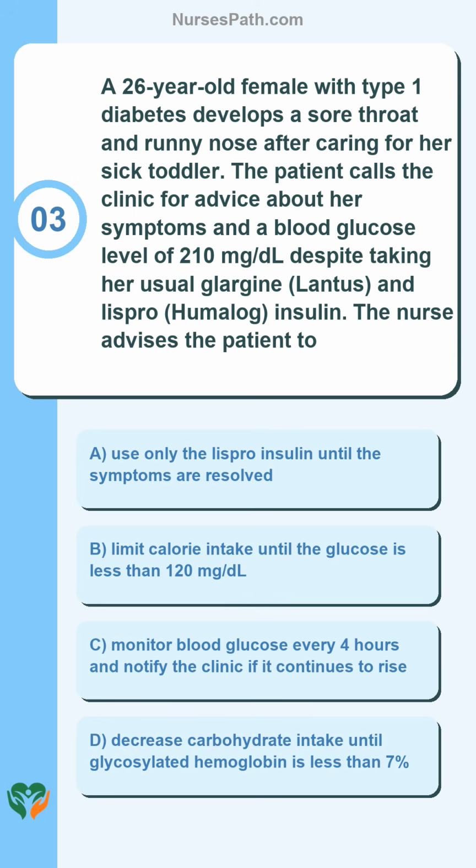B. Limit calorie intake until the glucose is less than 120 mg per deciliter. C. Monitor blood glucose every 4 hours and notify the clinic if it continues to rise. D. Decrease carbohydrate intake until glycosylated hemoglobin is less than 7%. Monitor blood glucose every 4 hours and notify the clinic if it continues to rise.